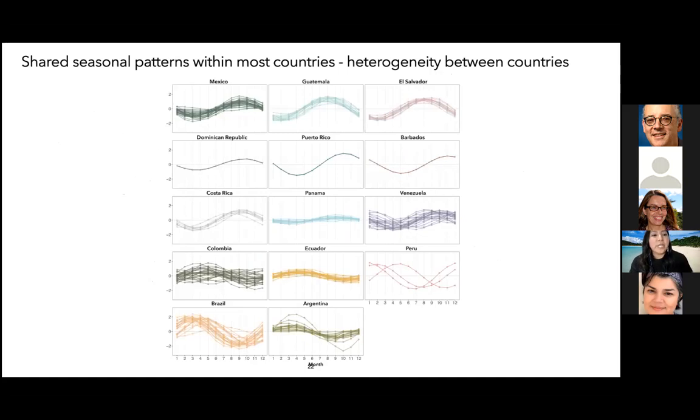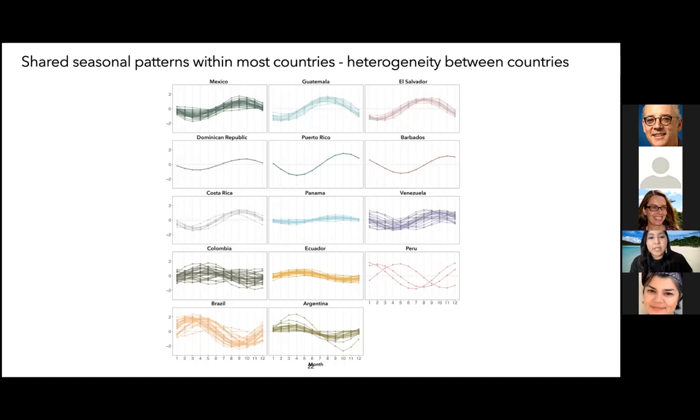So I've mentioned we wanted to look at what this average seasonal pattern looks like. That's what this figure is showing here. Each panel is a different country, and each line is a subnational location for each of those countries, showing the average pattern for that particular location. The y-axis is just the seasonal wavelet coefficient, and the x-axis shows each of the calendar months.